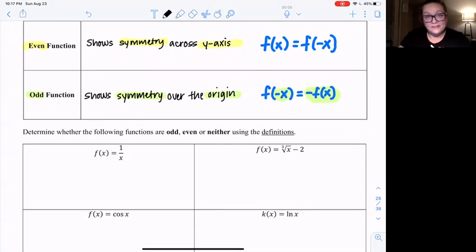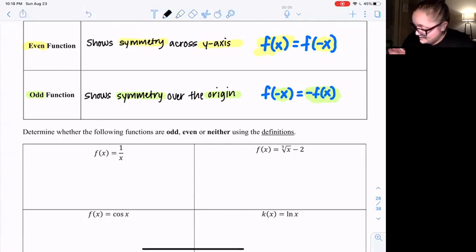If it's not one or the other, what might it be? Well, let's see what happens. The first thing we're going to do to test it is just plug in a negative x, because that's really what changed things here. If you plug in a negative x and still have the same value, it's even. If you plug in a negative x and get the opposite value, it's odd.